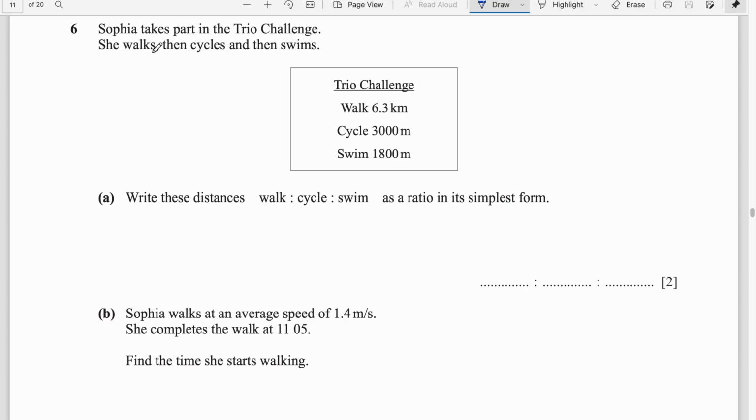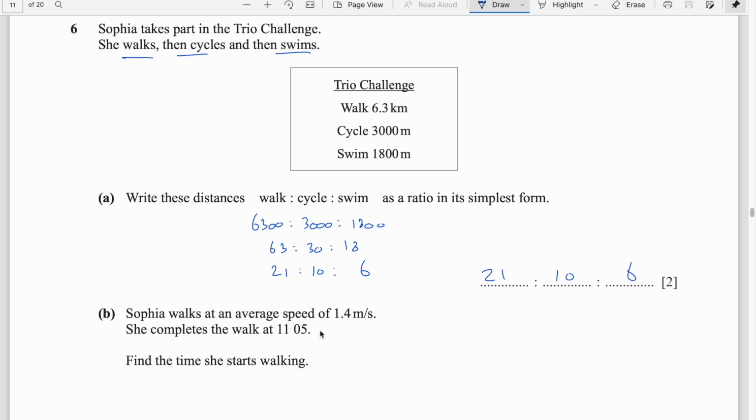Question number 6. Sophia takes part in a trio challenge. She walks, then cycles, then swims. Write these distances, walk, cycle, swim, as a ratio in its simplest form. So she's walking 6.3 kilometers. We multiply it by 1000, and this is 6300 meters. She's cycling 3000 meters and she's swimming 1800 meters. So dividing by 100, 63, 30 and 18, then dividing by 3, 21, 10 and 6. So 21, 10 and 6 in its simplest form.